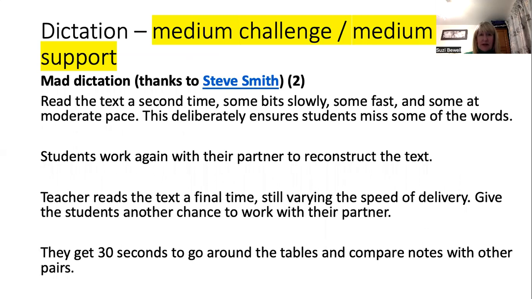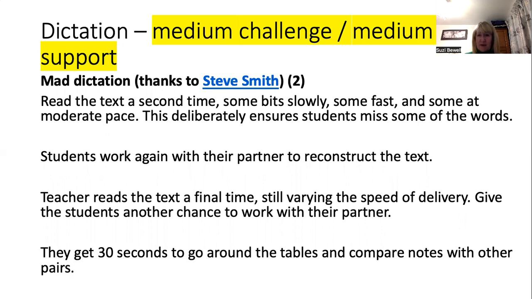You then read the text a second time, some bits slowly, some bits very fast, and some at a moderate pace. And this deliberately ensures that the students miss out some of the words. The students work again with their partner to reconstruct the text. The teacher reads the text a final time, still varying the speed of delivery, and then gives the students another final chance to work with their partner. They get 30 seconds to go around the tables and compare notes with other pairs.